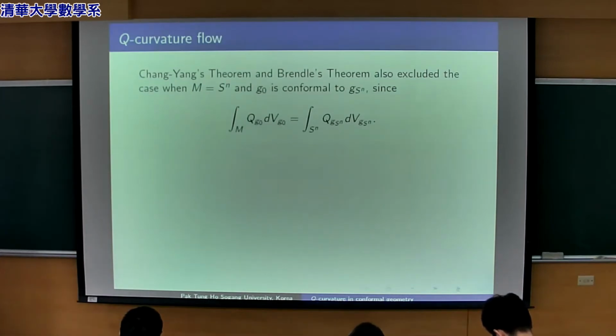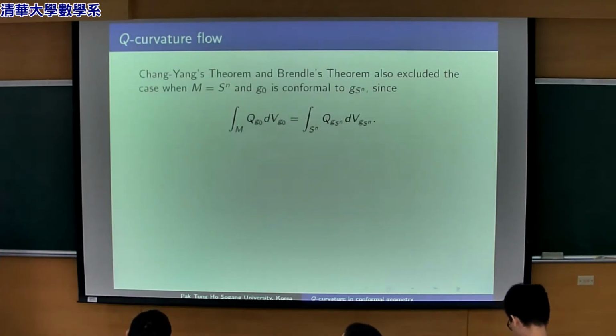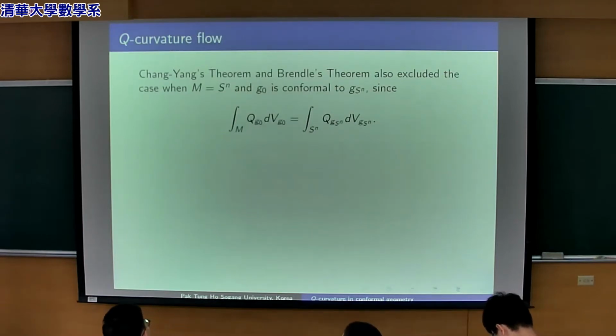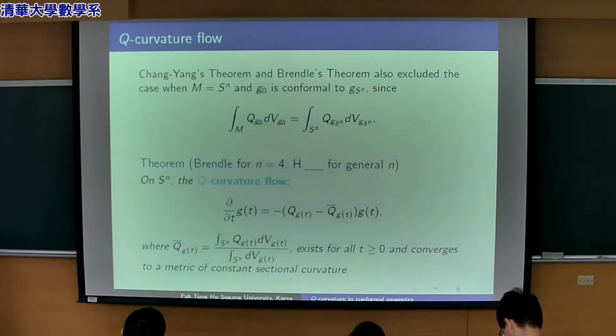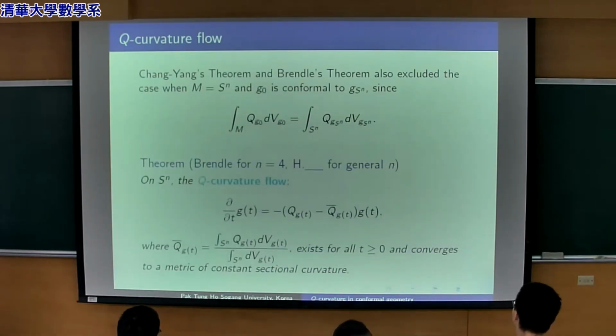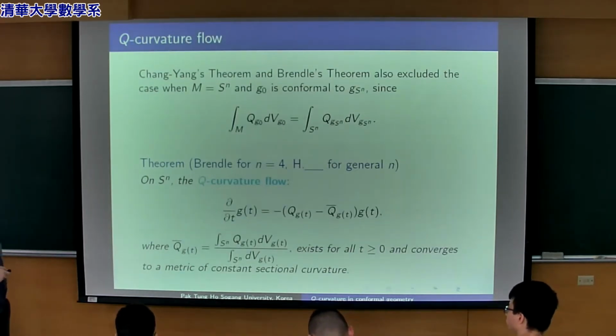Because if you have a metric g conformal to the standard metric, and remember this is a conformal invariant, then this is always equal to this. So therefore their theorem doesn't apply, and we have to consider the sphere independently, because that strict inequality is not satisfied. So here comes the work of Brendle and myself. Brendle did it for dimension 4, and I did it for general cases.